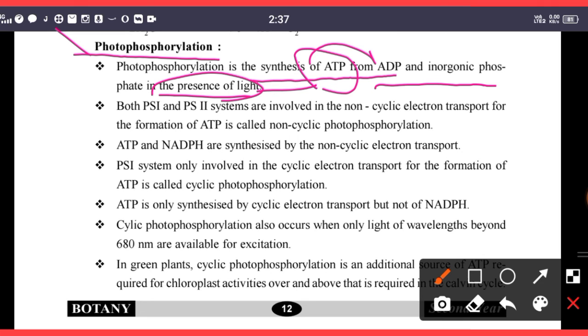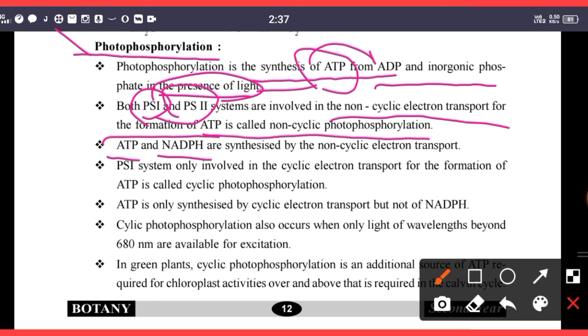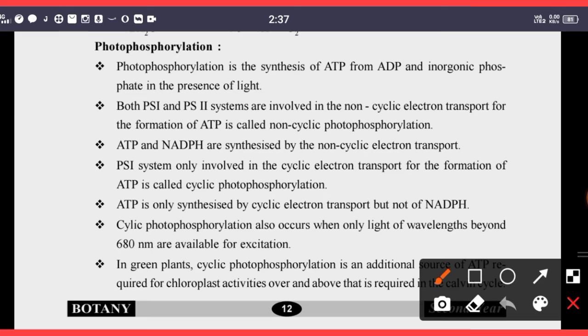When both PS1 and PS2 are involved in non-cyclic electron transport for the formation of ATP, it is called non-cyclic photophosphorylation. ATP and NADPH are synthesized by the non-cyclic electron transport. This is most important in non-cyclic photophosphorylation: ATP is formed and NADPH is synthesized.